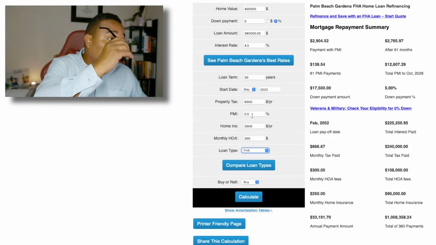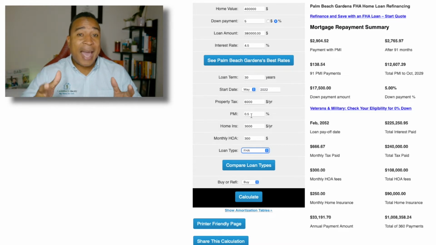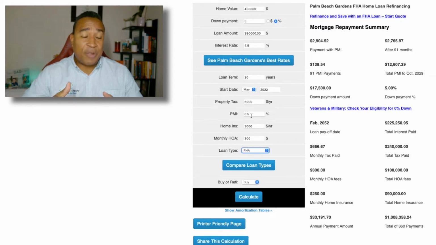So the next thing we're going to look at here is PMI, and I want to talk about this a little bit. PMI is private mortgage insurance, and it's not like your homeowner's insurance that protects the actual property. PMI actually protects the lender. And if you put less than 20% down, you're going to need to carry it. The FHA version of it is called MIP, and there's a different calculation for that. But keep in mind, this is something you're going to need if you put less than 20% down.